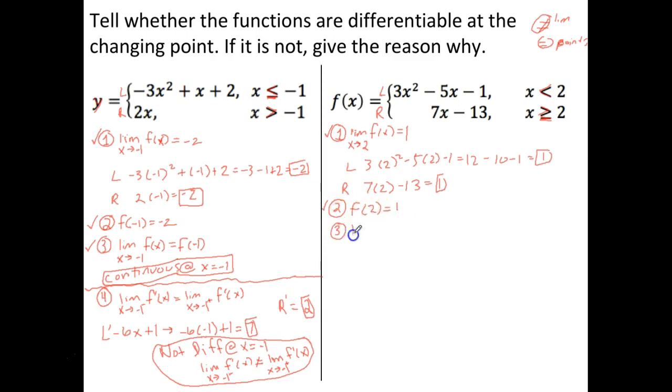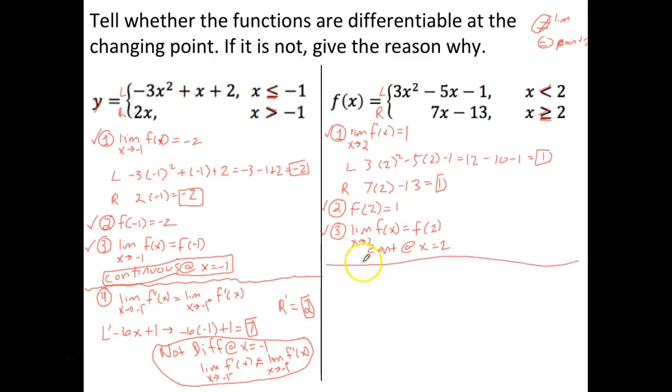Okay, third rule. The limit as x approaches 2 of our function f of x. Okay, are they equal? Yeah, they are. So I'm going to put equals f of 2. We're good to go. It is continuous at x equals 2.